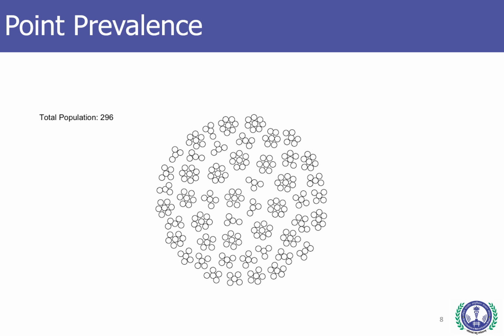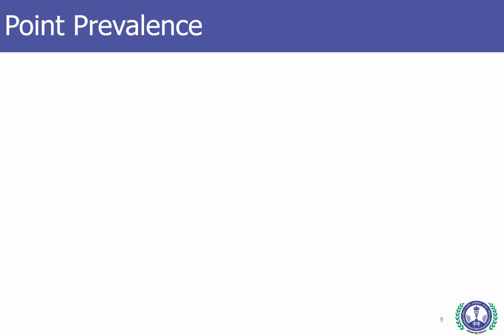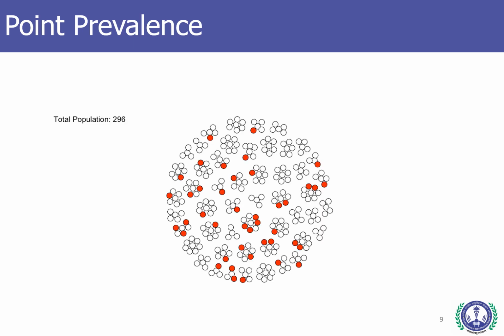This slide shows a total population of 296. These are population from the different households. So if this is the total population, now what will be the point prevalence in this population of a particular disease? This is indicated by the red dots, which you can visualize here. Now, out of the total population, 17.07% of the people have the disease. So this is nothing but point prevalence. It gives you a snapshot.